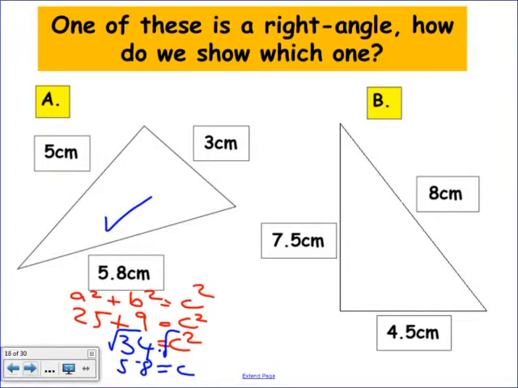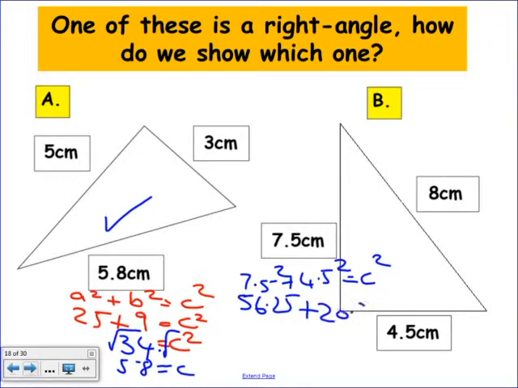Let's try it over here then. 7.5 squared plus 4.5 squared is equal to whatever the hypotenuse is. 7.5 squared, I've got 56.25. That sounds good. 56.25 plus 4.5 squared, 20.25. So I've got 76.5 is equal to c squared. So the hypotenuse should be the square root of 76.5.